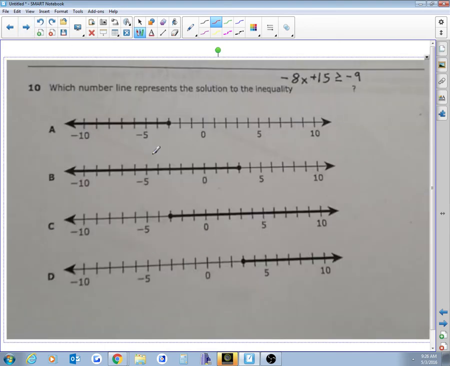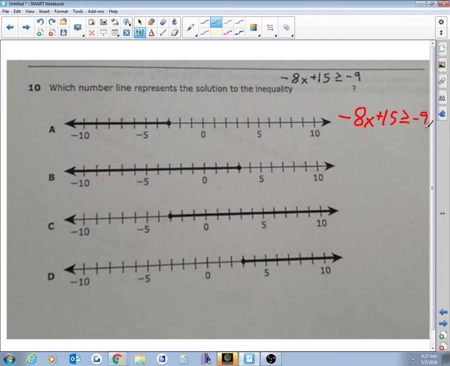Number 10. Okay, a lot of people missed this one. So here's what we've got. We've got negative 8x plus 15 is greater than or equal to negative 9. Let's get rid of this plus 15 with a minus 15. If you subtract 15 from one side, you must subtract 15 from the other side.